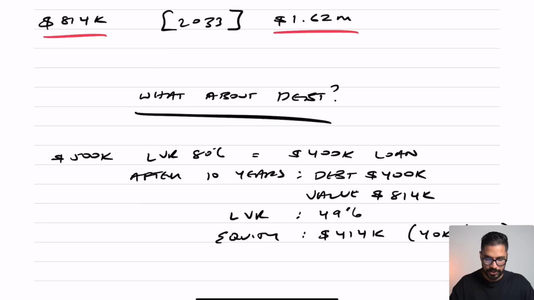Now that's the value side. That's the value of these properties that you now control. So what about the debt? Well, let's go through the example. On a 500K home at an LVR of 80%, which is just your loan to value ratio, your debt is $400,000.